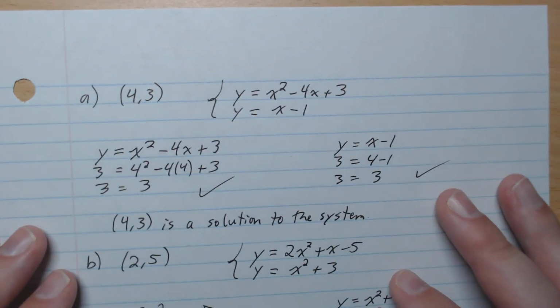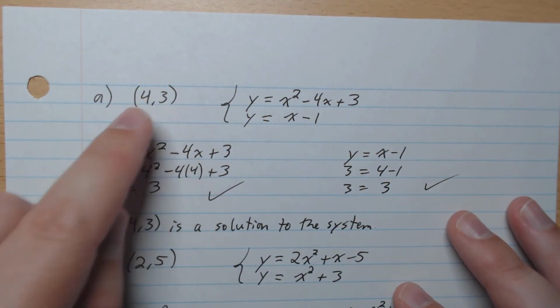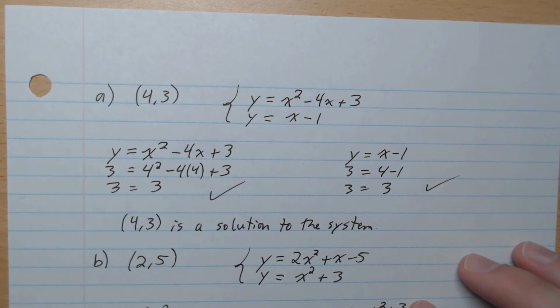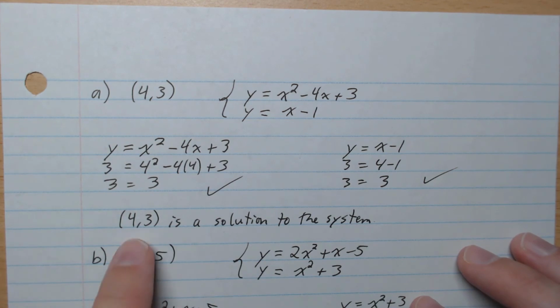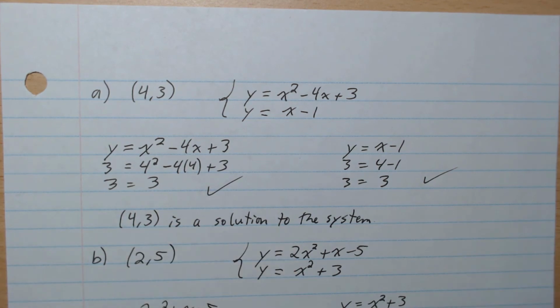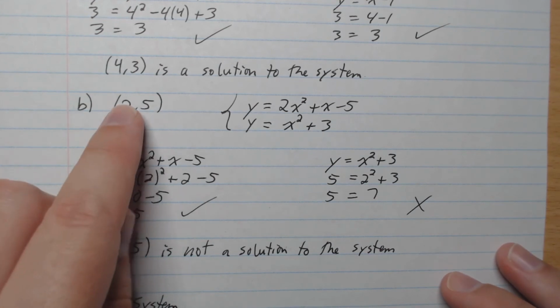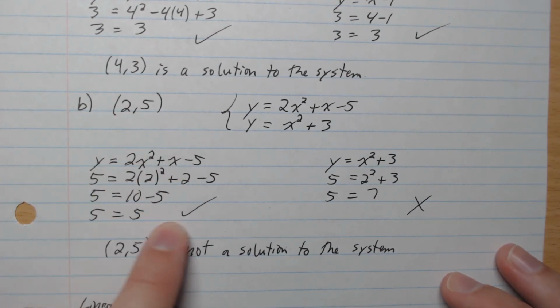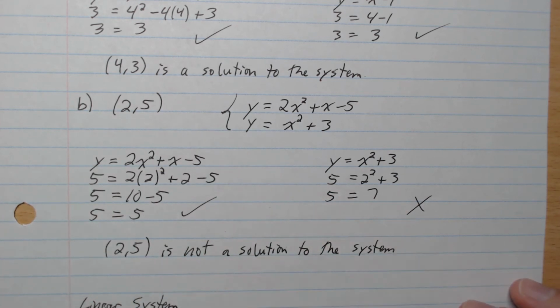Okay, we're back. So A, x equals 4, y equals 3, no problem. x equals 4, y equals 3, no problem like that. Therefore, it is a solution to the system. B, x equals 2, y equals 5, no problem. x equals 2, y equals 5, 5 equals 7, which is not true. Therefore, it is not a solution to the system.